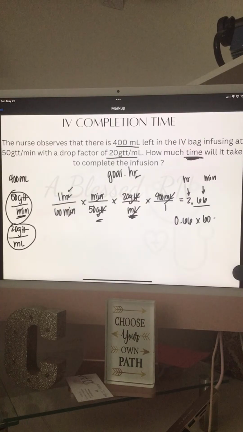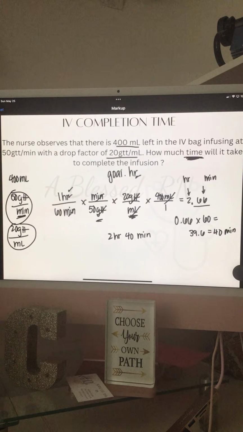So that times 60. Why am I multiplying this by 60? Because there are 60 minutes in an hour. So 0.66 times 60 is going to be 39.6, which we would round to 40 minutes, okay? So my infusion time would be 2 hours and 40 minutes.